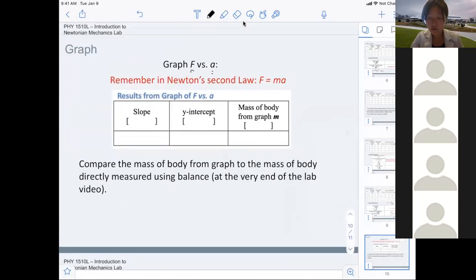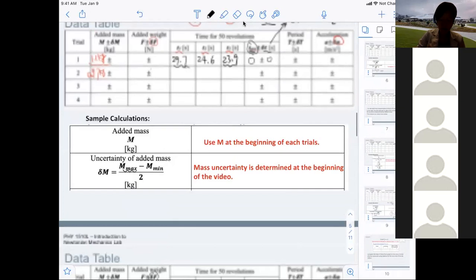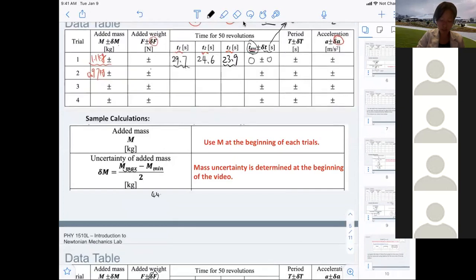How do we get the uncertainty for the added mass? That was at the beginning of the video. Remember, they showed a max minus min method. They showed a minimum of 440 grams and a maximum of 470 grams, though double check it, I don't know if I remember correctly. That is your delta m. But that is in grams, so you need to convert that to kilograms. Make sure you convert it.